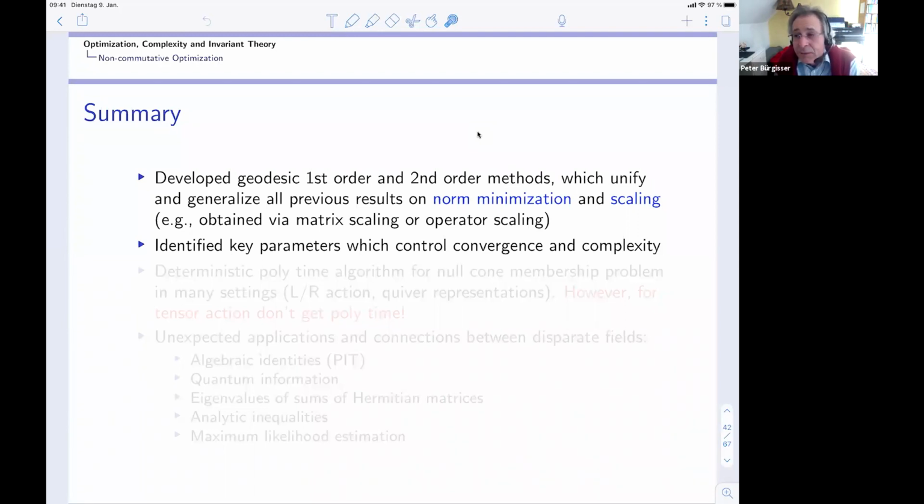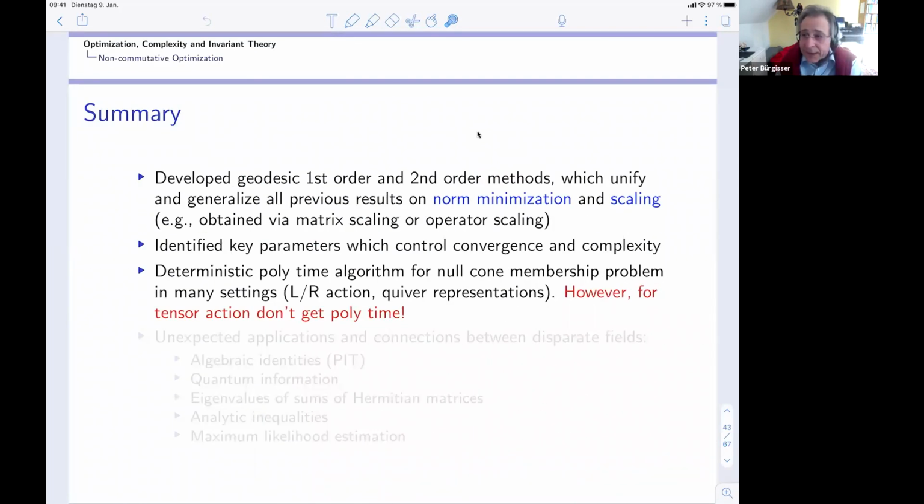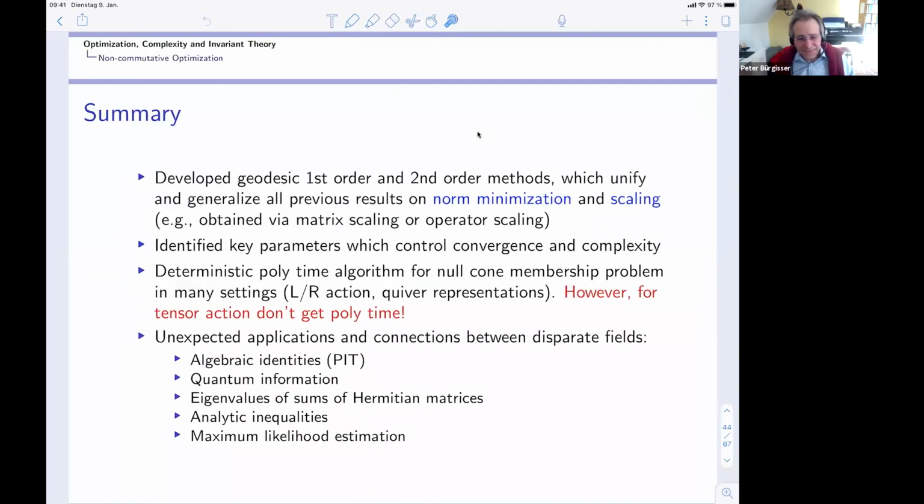We also analyze these algorithms. We have identified the key parameters which control the convergence and complexity. Again, we get deterministic polynomial time for null-cone membership in many settings, in all the cases we had before and in a few more, but we don't get it for the tensor action. There is also a list of amazing connections and applications, but my time is limited, so maybe I will not enter into this. The extended abstract is basically the introduction to the long paper, slightly adapted. There you will see more information about all these surprising connections. So it's not just an esoteric thing, it has many connections.